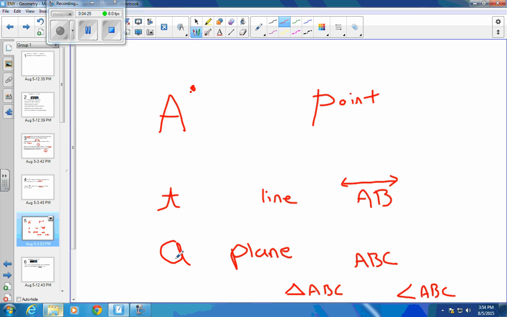This would be a capital letter plane A. You could also have a capital letter B. So you have to know your scripts and what capital letters and lowercase letters are. And so plane ABC, triangle ABC, angle ABC.